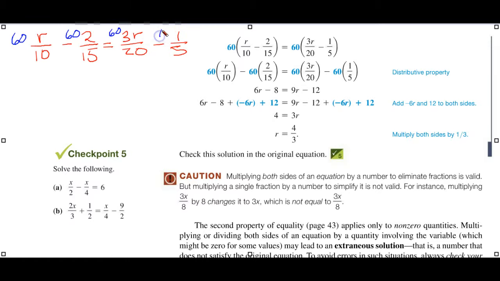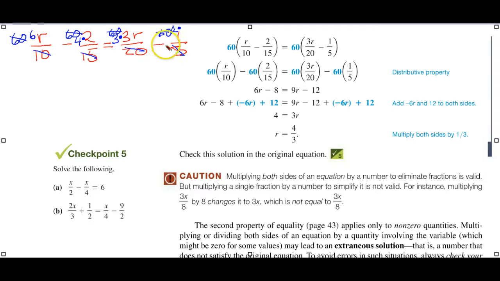So what I'm going to do is multiply each term by 60. Now, it's important that you multiply each term by 60. And that's what they're showing here. Now, we cancel the 10 with the 60, and we get a 6. The 15 with a 60, and we're going to get a 4. 20 and 60, and we get a 3. 5 with a 60, and we get a 12. Didn't come out too well, but let's move to our next step.